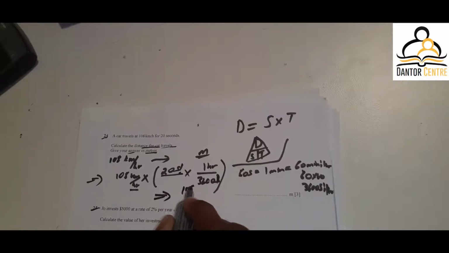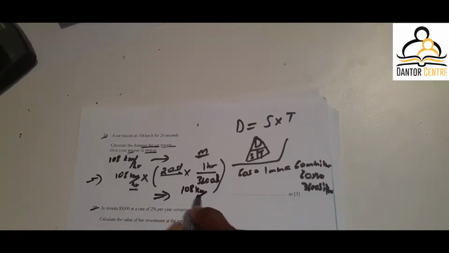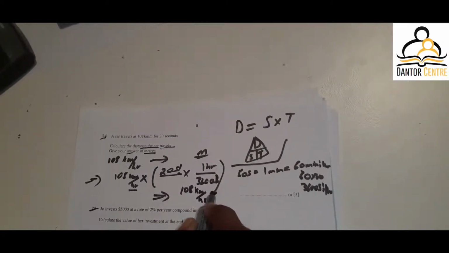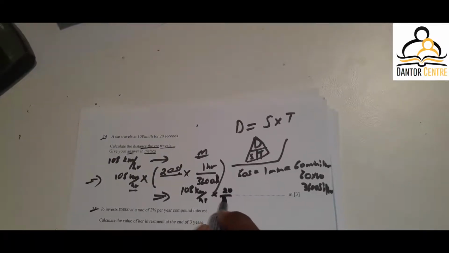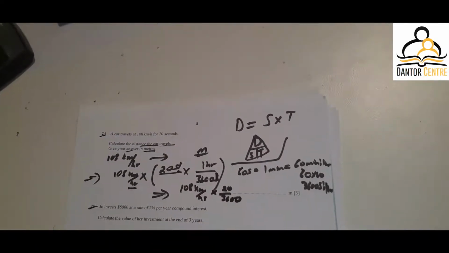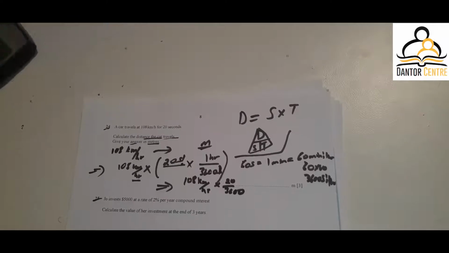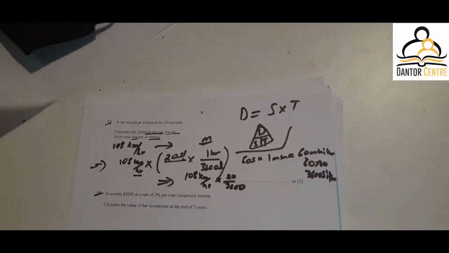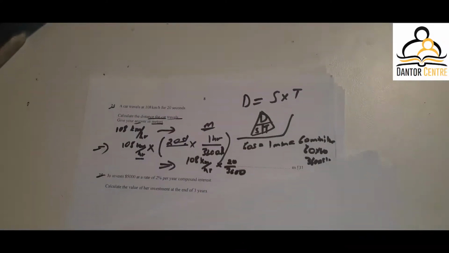So 108 kilometers per hour multiplied by 20 over 3,600. So give me some time as I find a better paper so that we can do this more fully. So yeah, back baby, back.